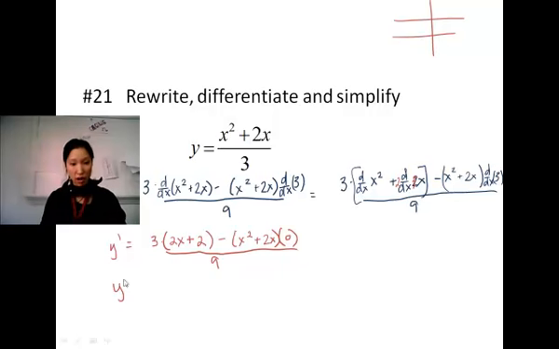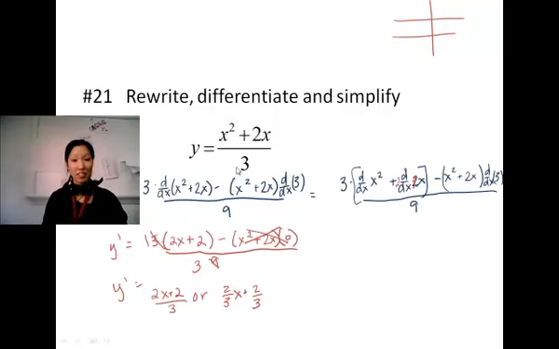Right, and so then y prime all simplified out. These are gone because it's multiplied by 0. So we just reduce here. Here's 1, here's 3. So we have 2x plus 2 over 3, or in other words, 2/3 x plus 2/3.